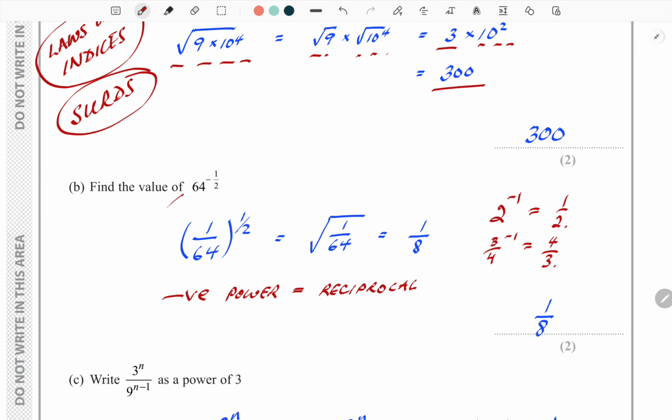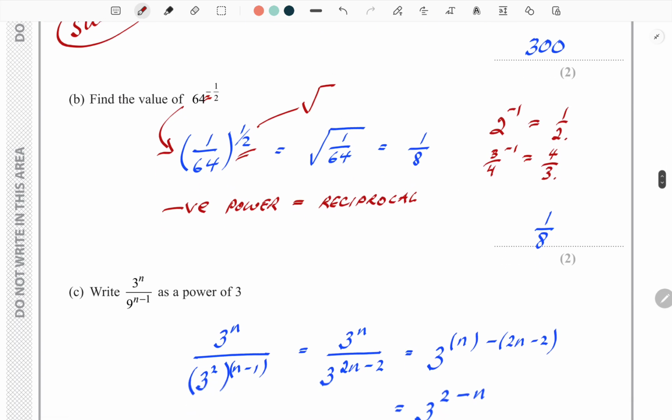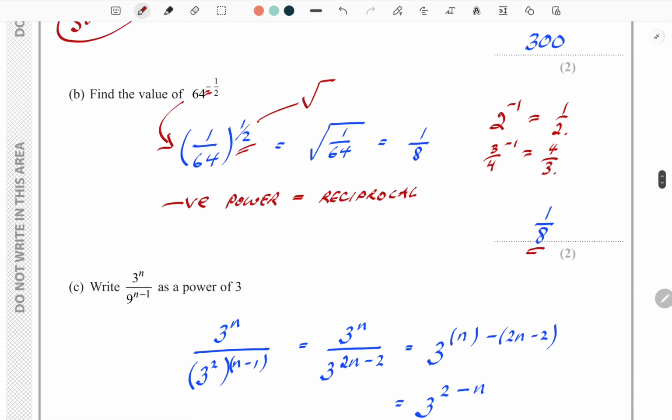So the first thing, I'm going to apply the negative power, and I'm going to put 1 over 64, and then I'm going to apply the power half, and half is effectively a square root. So that whole thing boils down to the square root of 1 over 64, and the root of 64 is 8. So there you have your answer, 1/8.